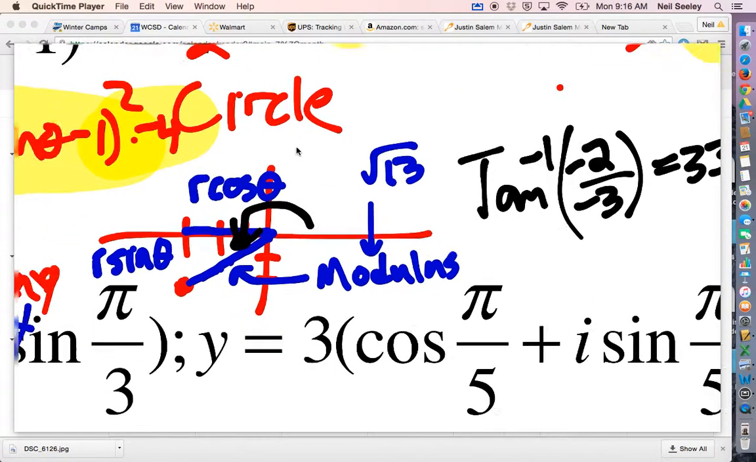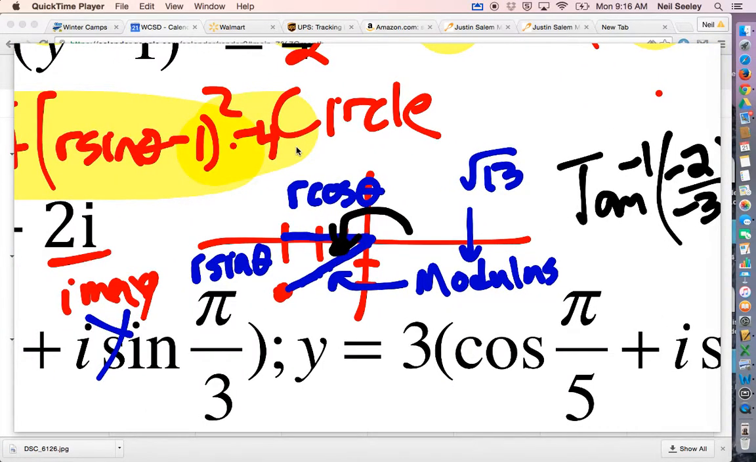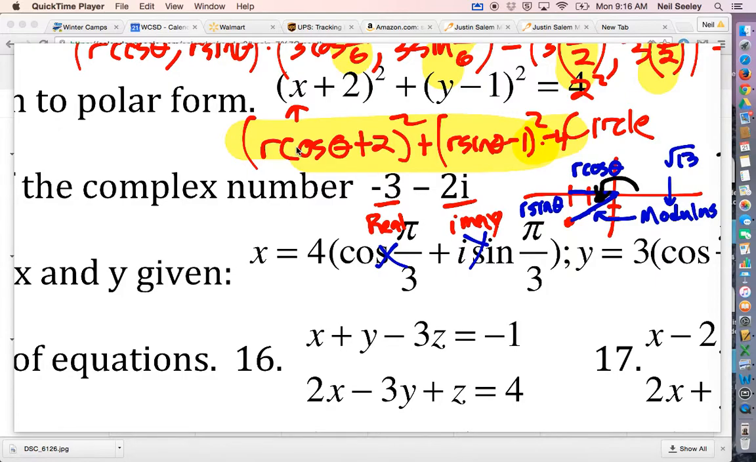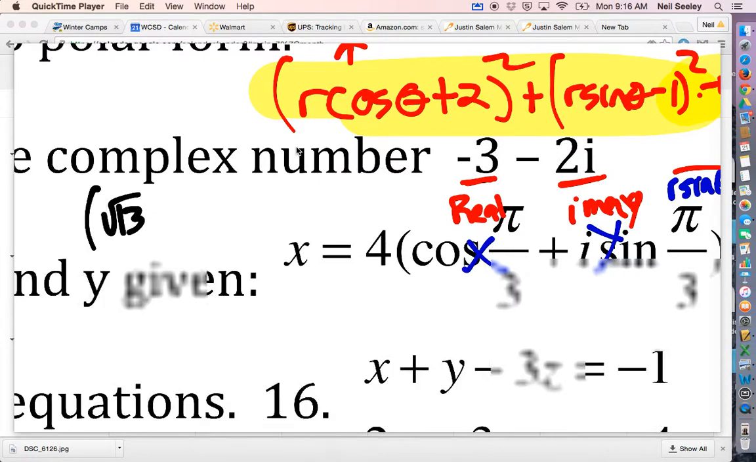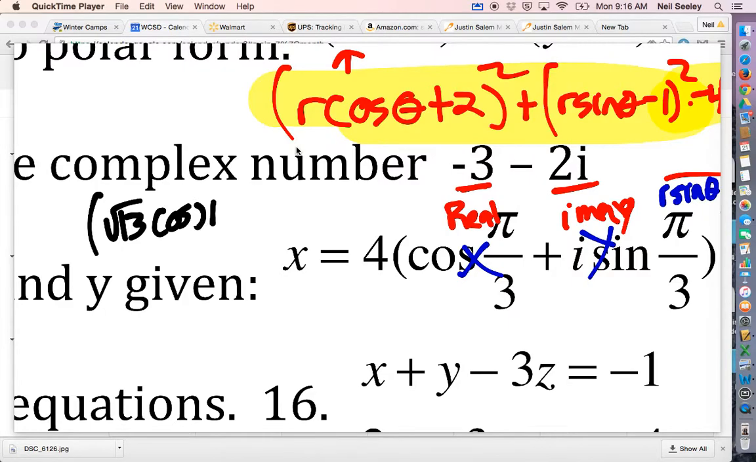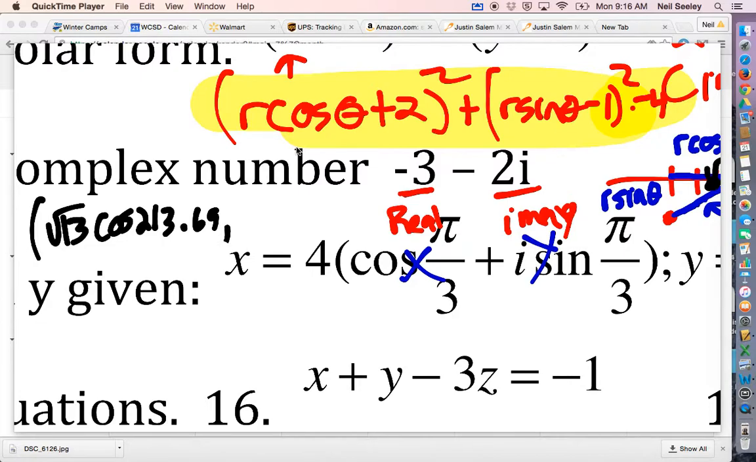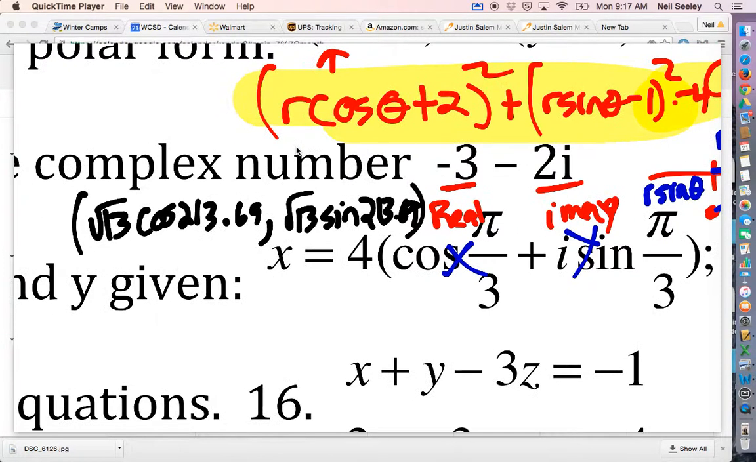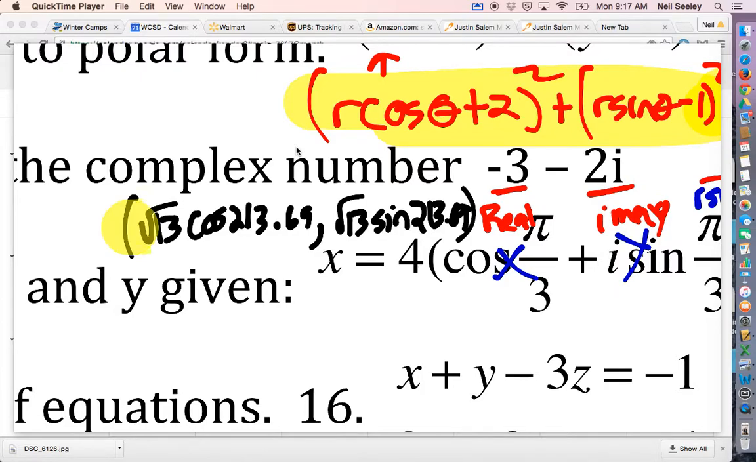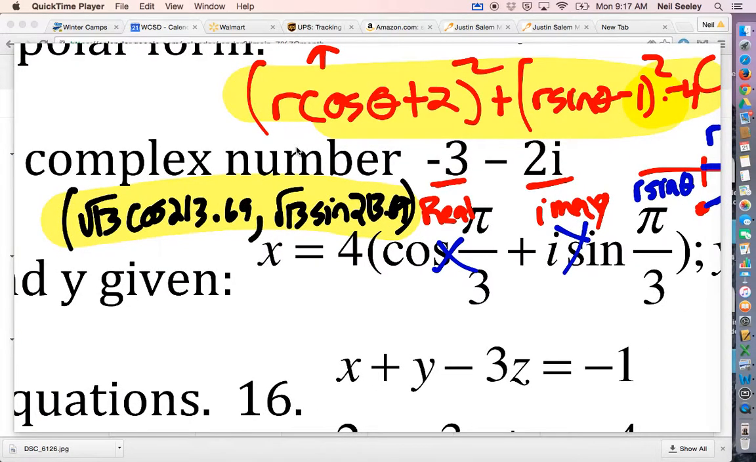So now to write this in trig form, now that I have all this information, the trig form of a complex number is going to be our modulus of radical 13, cosine of our angle, which is 213.69, and then the modulus times sine of that same angle, 213.69. And that ends up being our end result. So there it is. It has to do with the angle from 0 and the modulus, the distance from 0 that point is.